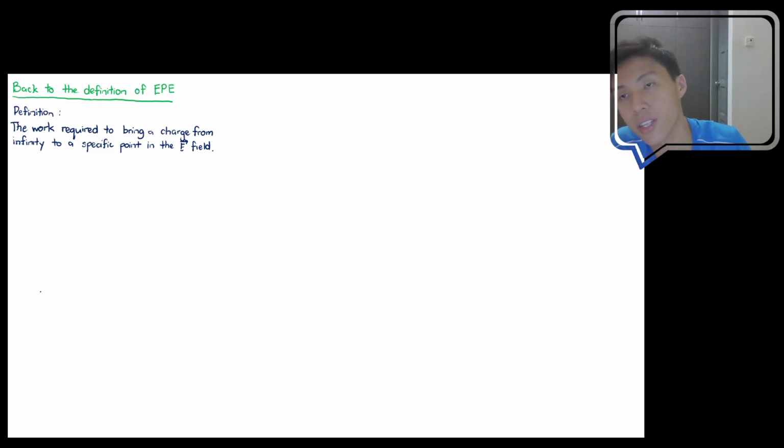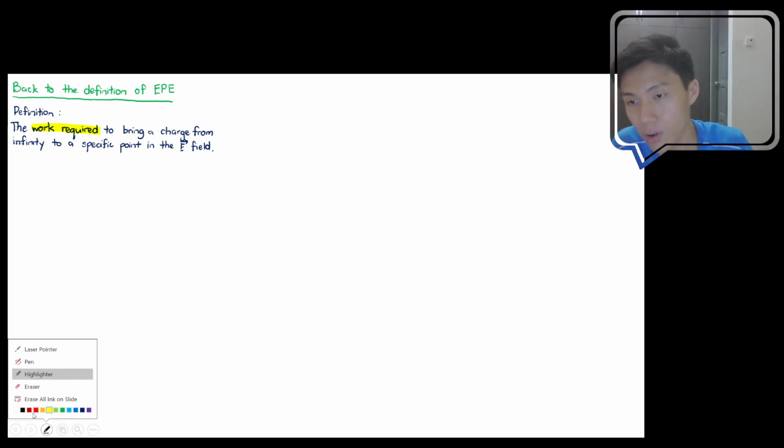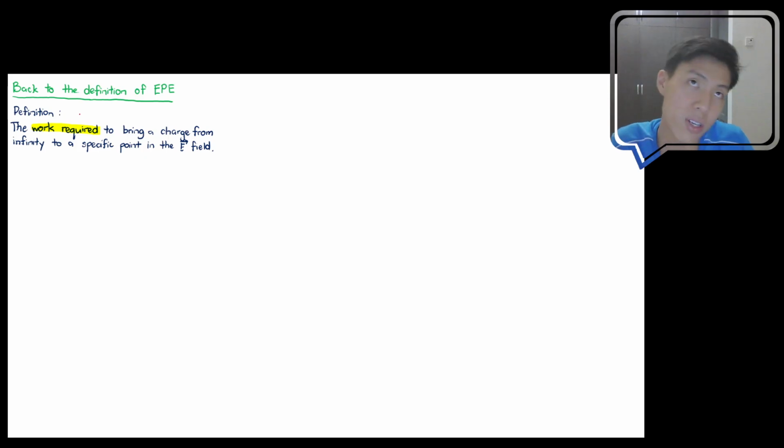If you read the definition being given here, you can see that it mentions work required. This work required is definitely referring to work done by the external force. If it were work done by the electric force, they would have to mention explicitly work done by electric force, or work done by electric field, or work done by electric charge, but they don't mention any of this, and they say the word required. So we know from our discussion earlier in the first part of the video that this is referring to work done by an external force.